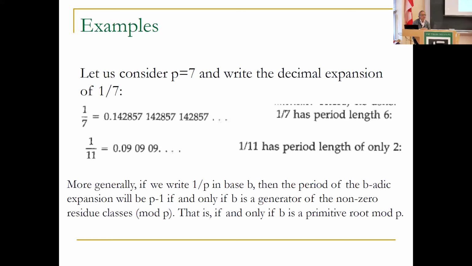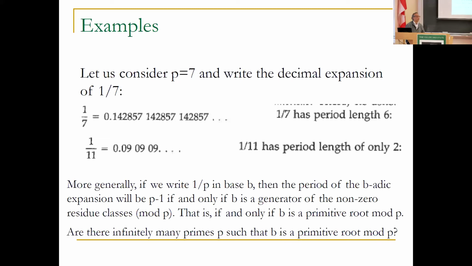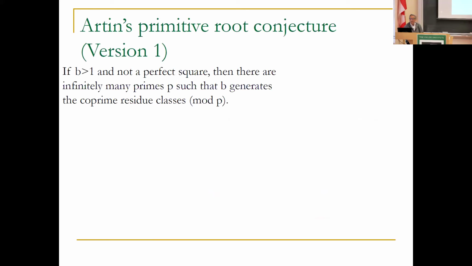So generally, if I write 1 over p in base b, the period of the b-adic expansion will be p minus 1 if and only if b is a generator of the non-zero residue classes mod p. So the largest possible period happens if and only if b is a primitive root, or a generator, modulo p. And the natural question: are there infinitely many such primes? And this is Artin's primitive root conjecture, that there are infinitely many such primes. So this is version 1. If b is bigger than 1 and not a perfect square, then there are infinitely many primes p such that b generates the coprime residue classes mod p.